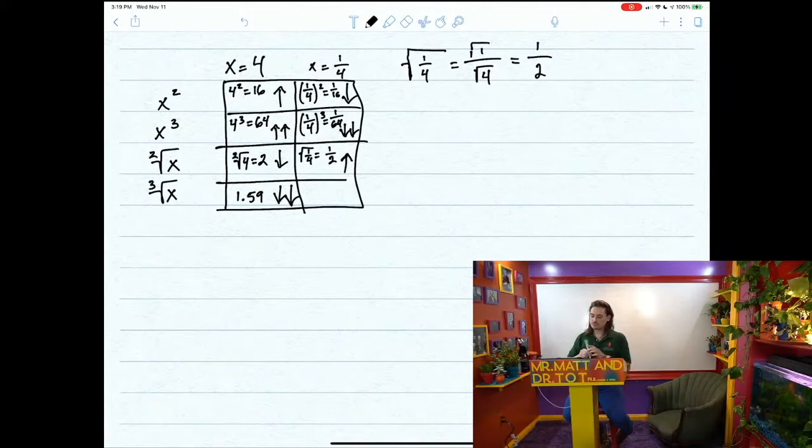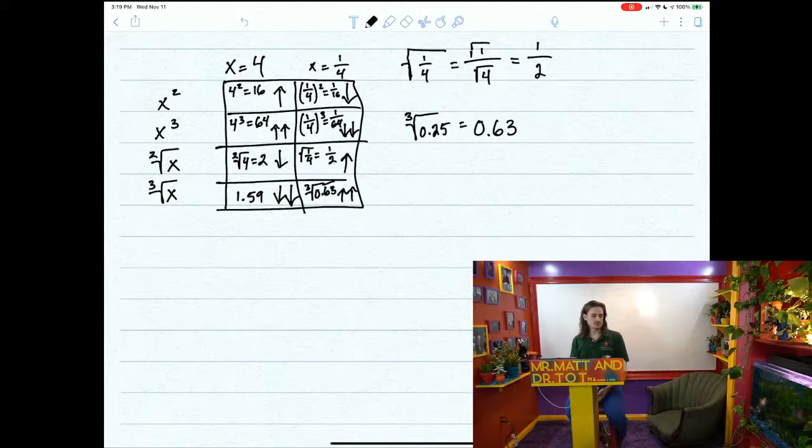If we take the cube root of 1/4, I'm going to evaluate 1/4 into a decimal as just 0.25. And that's going to give us about 0.63. And notice that's even more of an increase than the square root function.